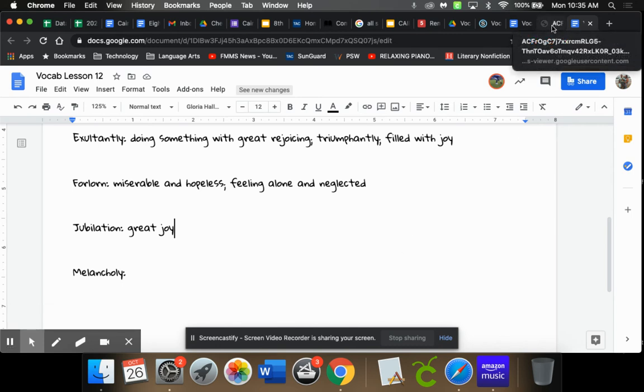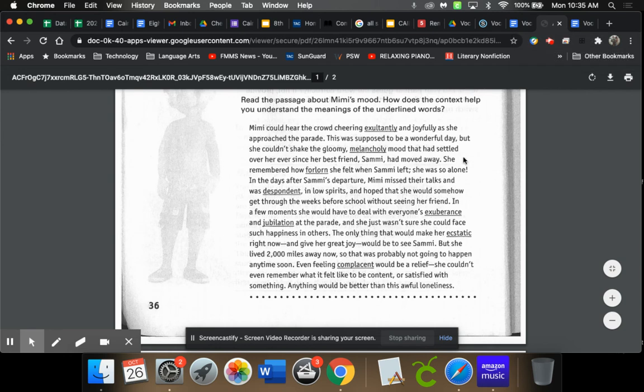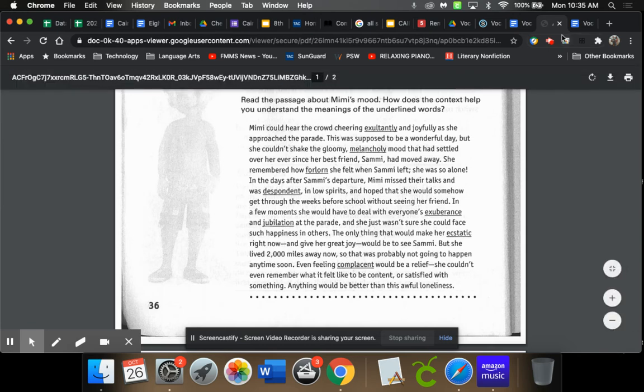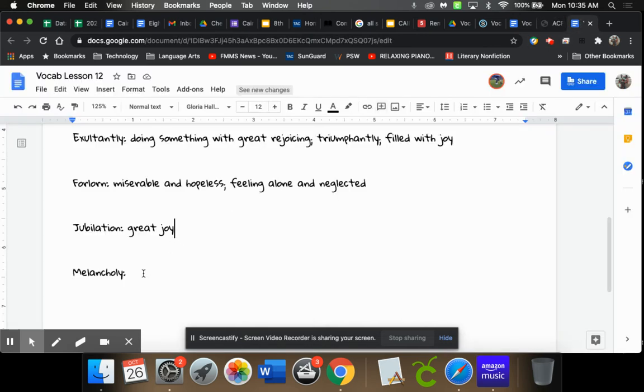All right, the very last one is melancholy, and that one is in the third line. It says, but she couldn't shake the gloomy, melancholy mood that had settled over her since her best friend had moved away. So melancholy is gloomy and sad and depressed. It is a mood that you may feel on a rainy Saturday when you're just kind of like blah. That would be melancholy.